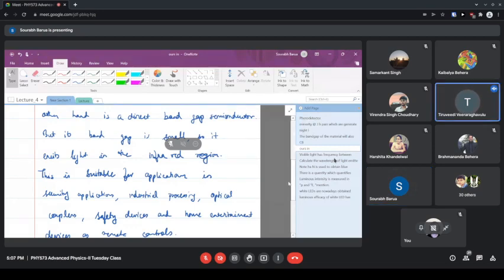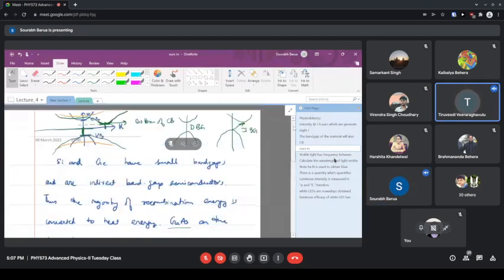Sir, gallium arsenide we are saying is direct band gap. It has this kind of band structure. In silicon also it is like this? No, silicon has this kind of structure, an indirect band gap. Oh, indirect. Okay, sir, silicon and germanium.